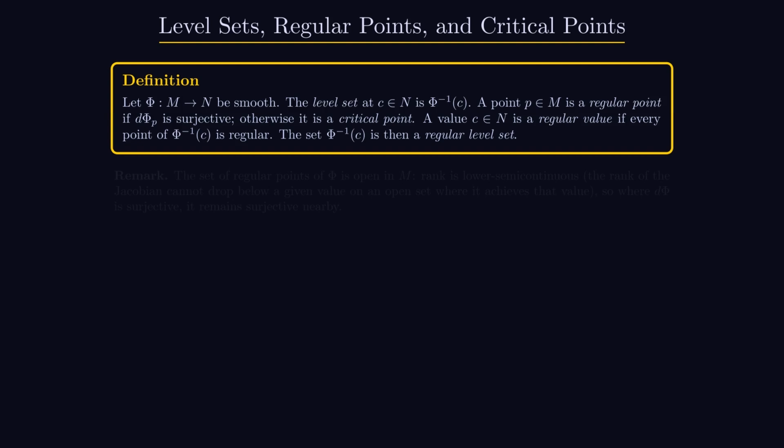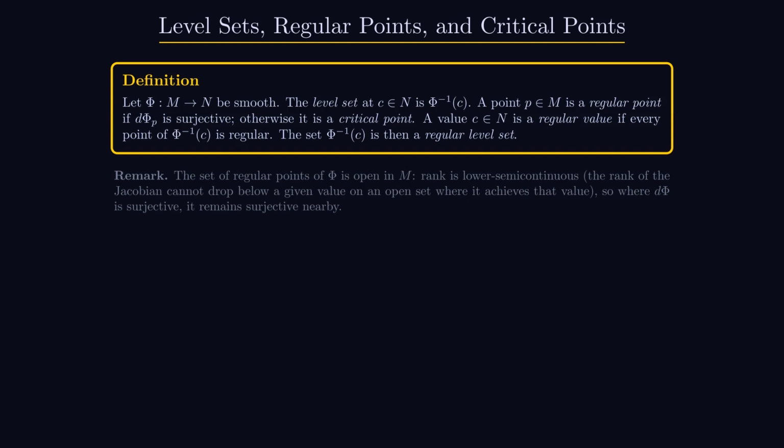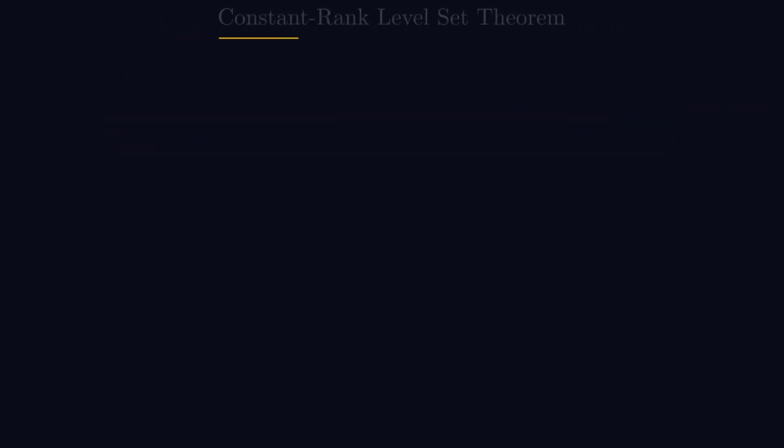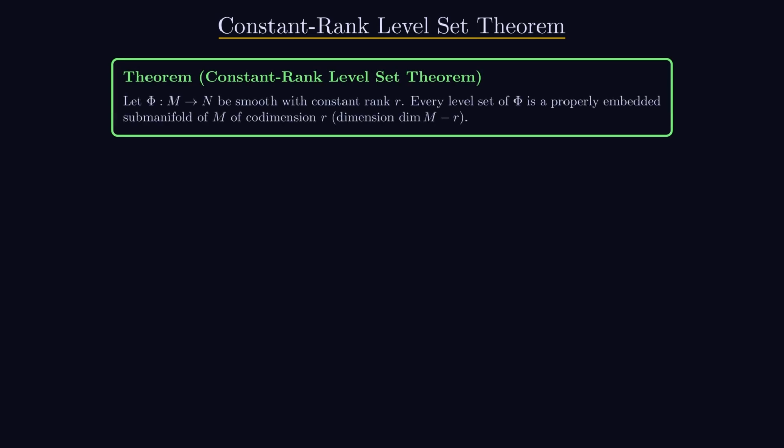Each minor is a polynomial, hence a continuous function of the entries of the Jacobian, which vary continuously with P. If a certain minor is non-zero at P, it remains non-zero in a neighborhood of P, so the rank does not drop below its value at P on a neighborhood. Wherever d phi is surjective, meaning the rank equals the dimension of N, it stays surjective nearby. This openness is used in the proof of the regular level set theorem to restrict phi to an open submersive neighborhood of the level set. The constant rank level set theorem is the direct geometric consequence of the rank theorem for level sets.